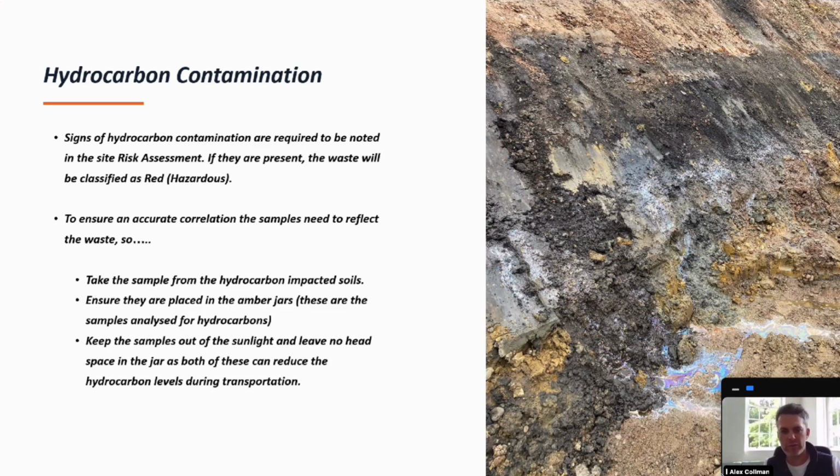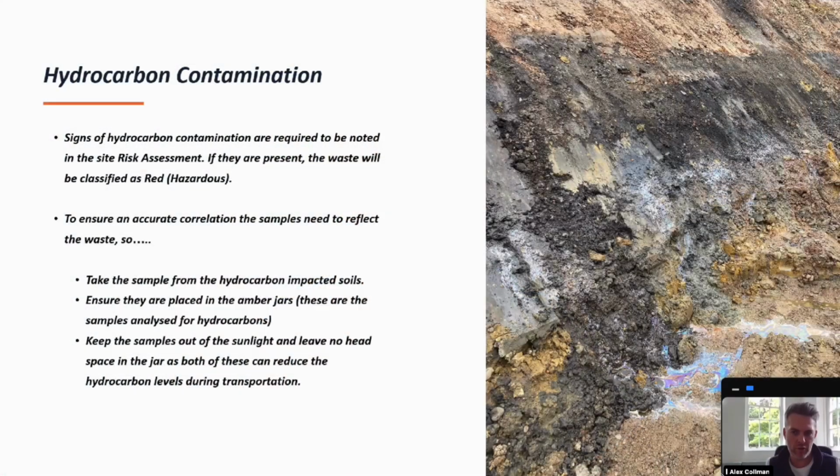If you have some hydrocarbon staining, but ultimately you take a soil sample from 4 metres down the road from some soils that look absolutely fine, you're going to get a poor correlation because it will likely mean your results come back as being uncontaminated. So it's just making sure that the waste you are taking for analysis from your testing is representative of how you're assessing it in the risk assessment.